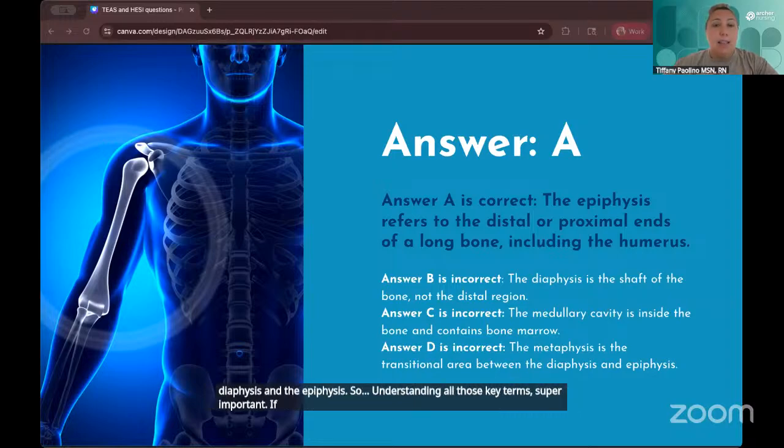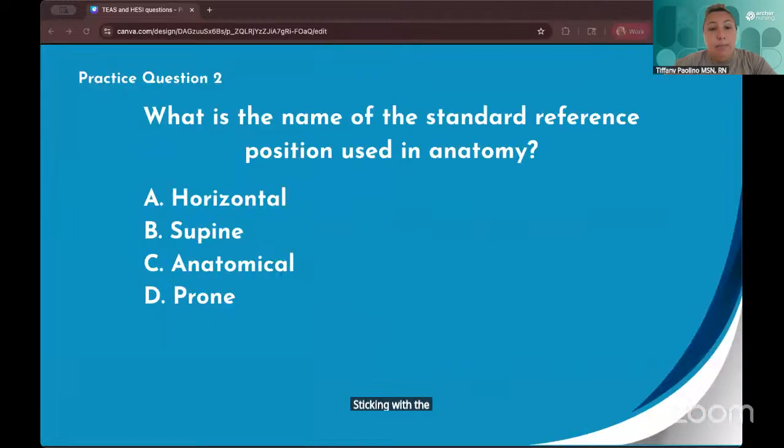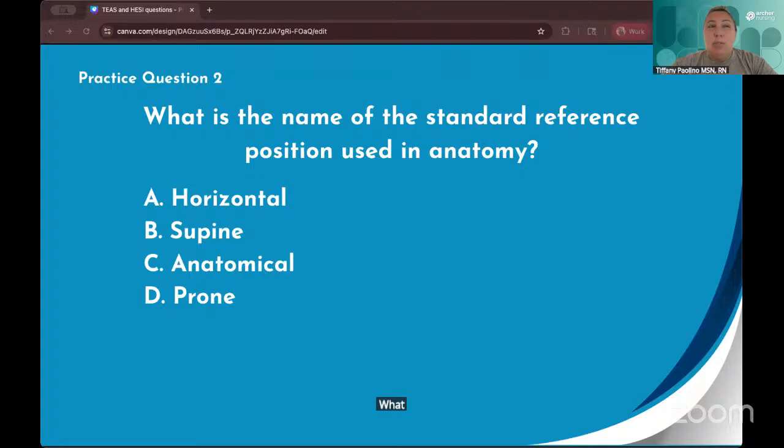Understanding all those key terms is super important. If I was studying this, I might want to make some flashcards. I'd put the term on one side and the definition on the other. All right, great job, great start. Let's go to our second question, sticking with the science theme. What is the name of the standard reference position used in anatomy? What standard reference position do we use when we're talking about anatomy? Is it horizontal, supine, anatomical, or prone?